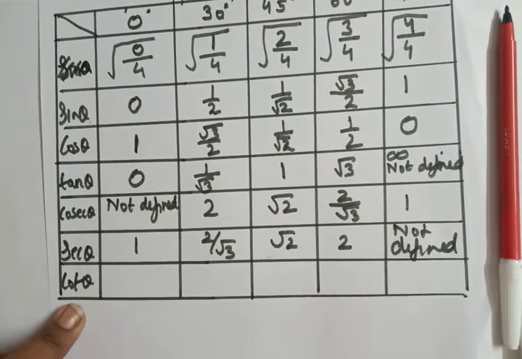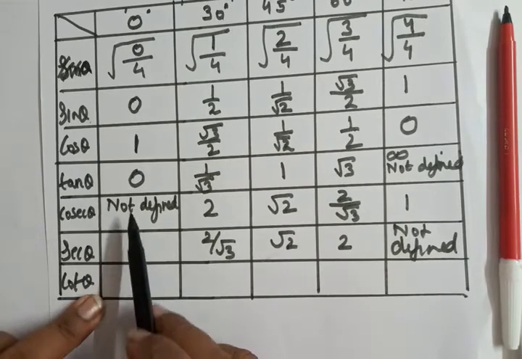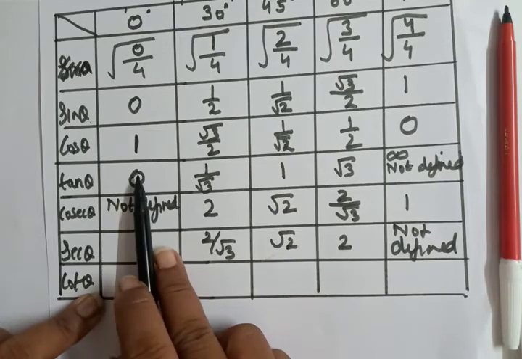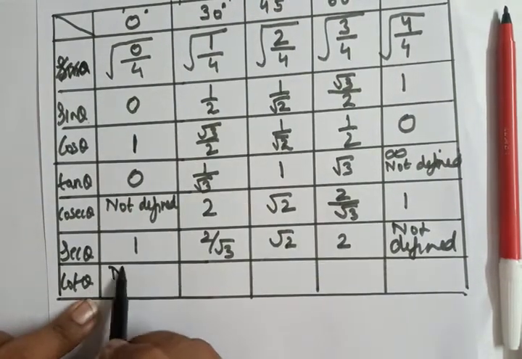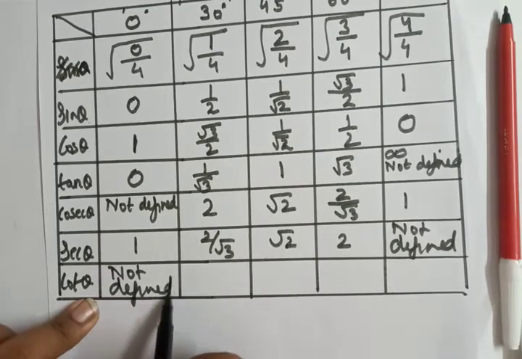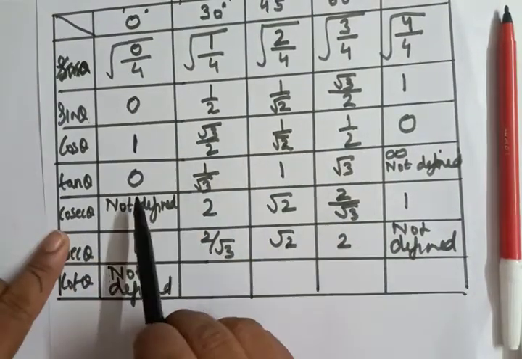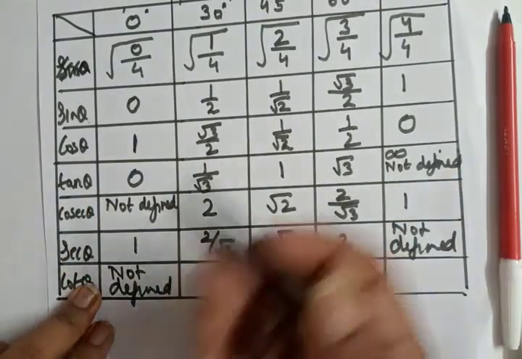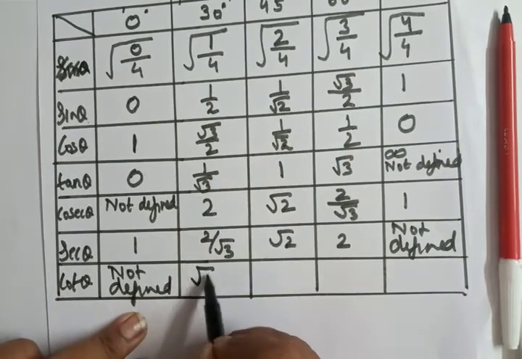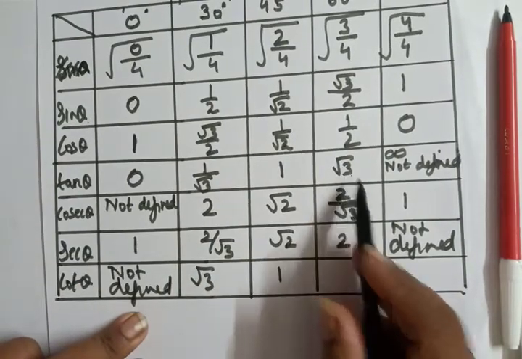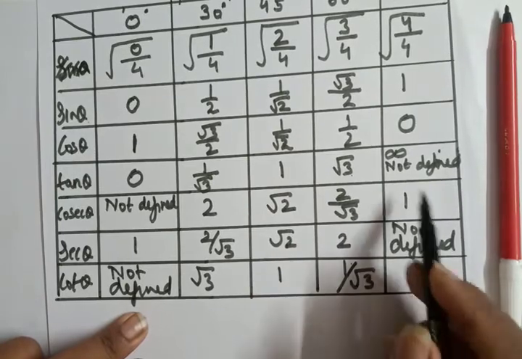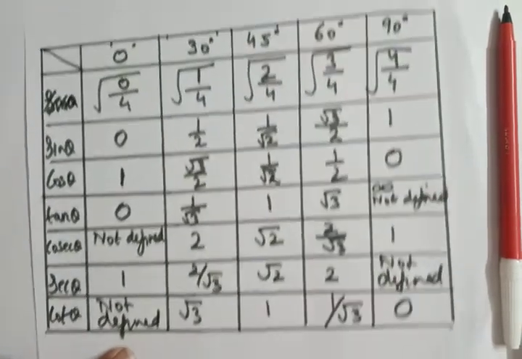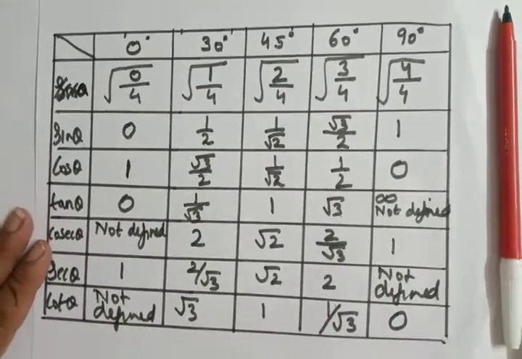What will we do? Again, either we take tan theta in the reverse order or we take the reciprocal. So 0 upon 1, reciprocal, is 1 upon 0, again not defined. Then 1 upon root 3 gives root 3, then 1, then 1 upon root 3, and 1 upon 0 becomes 0 upon 1, that is 0. So this is the table, and a very, very important table.